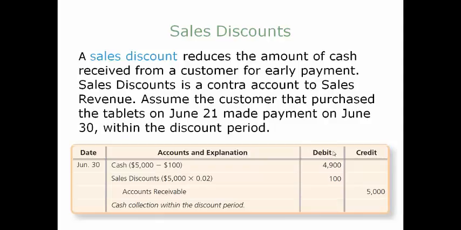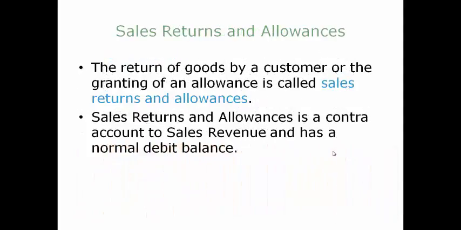And the sales discount, and we'll cover this in a minute, is a contra revenue account. Contra meaning that it's opposite the normal balance of the revenue account. It's a debit balance. Revenue accounts, which sales revenue would be, the normal balance would be a credit, but sales discounts is always going to be a net debit balance.